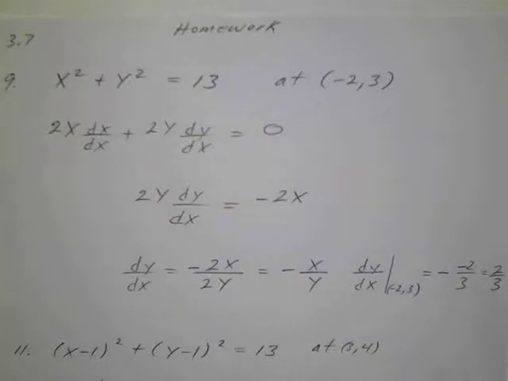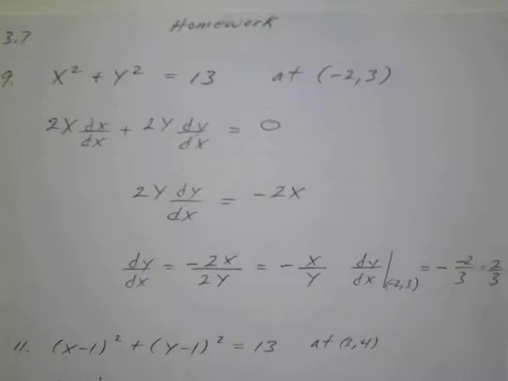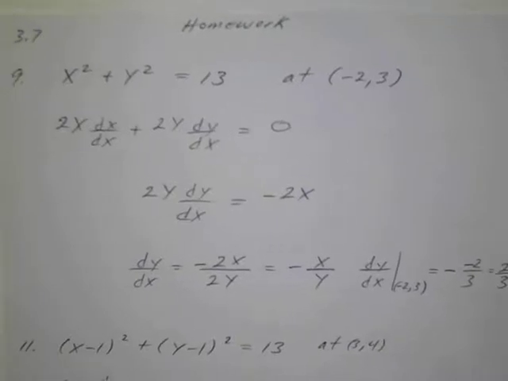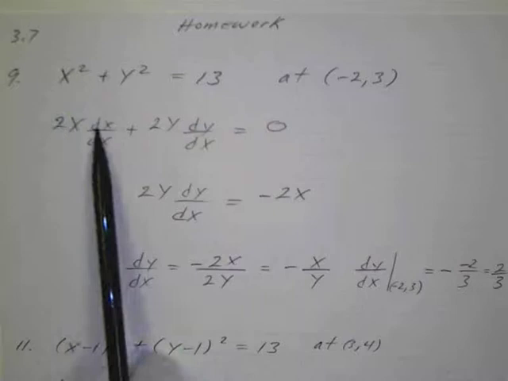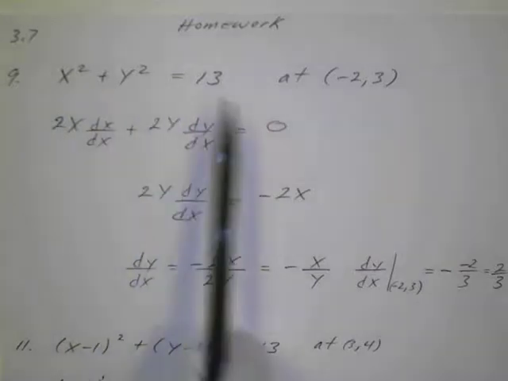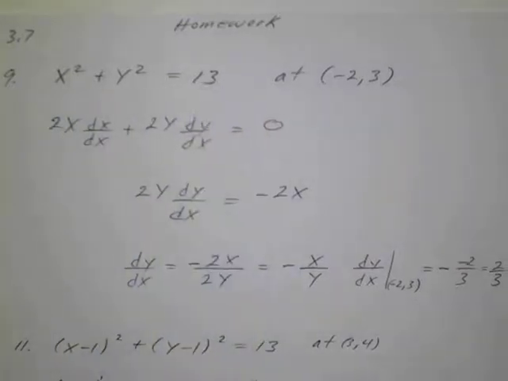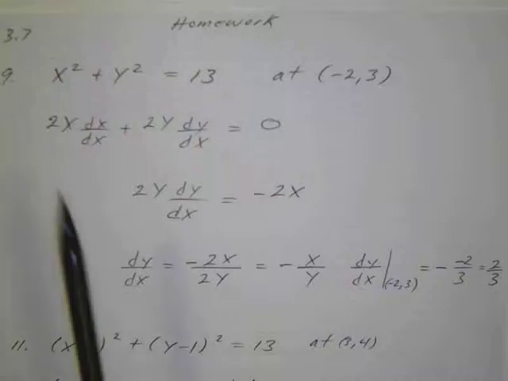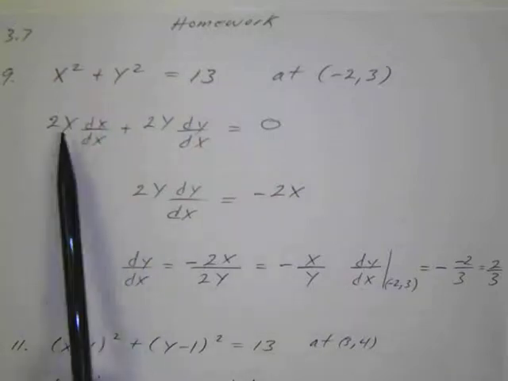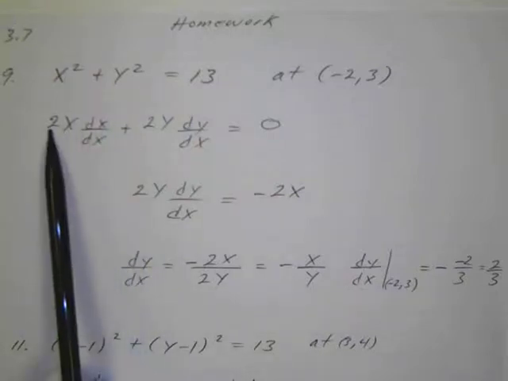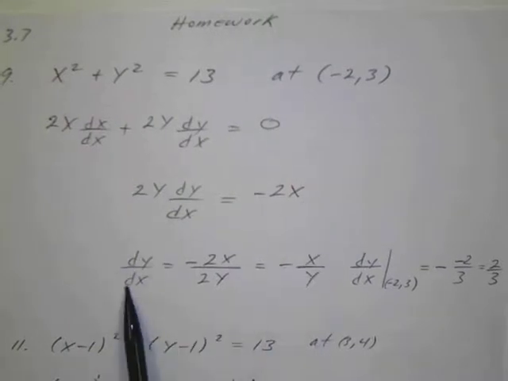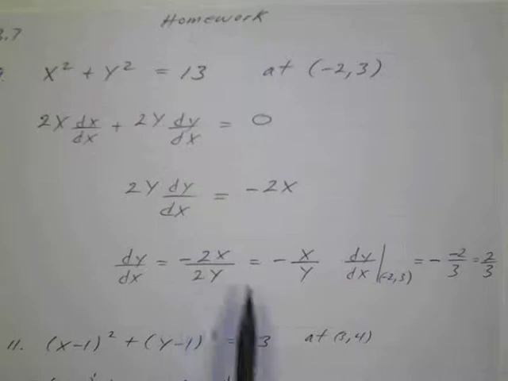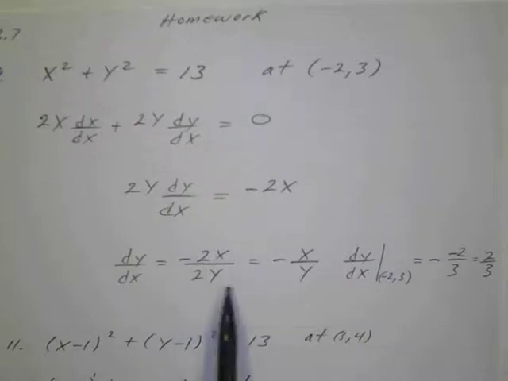So I take the derivative. This is implicit again. Actually, it's a kind of a circle, so let's take that derivative. So we've got 2x dx/dx plus 2y dy/dx, and the derivative of 13 is 0. And the dx/dx is just 1, and then I can subtract that from both sides, so I can isolate my dy/dx terms. And then I divide both sides by 2y, and dy/dx equals -2x divided by 2y. And the 2 over 2 is 1, so I just have -x/y.